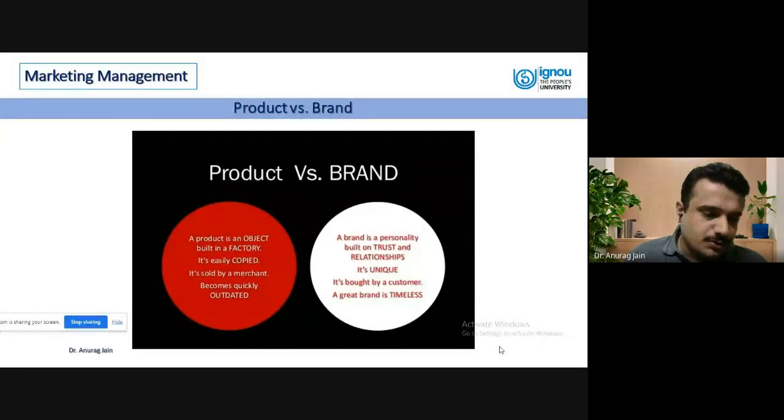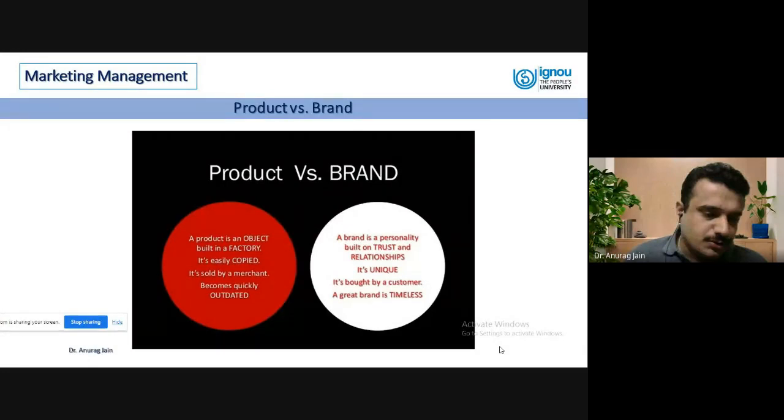So what is a product? A product is an object built in a factory, and it can be easily copied. It is sold by a merchant and becomes quickly outdated. And why does it become quickly outdated? Because a product has a certain life. We have just discussed the product life cycle, right? So it is a physical product which is built in a factory in a certain quantity with a certain quality, and there are many competitors in the market who can exactly copy your products, right?